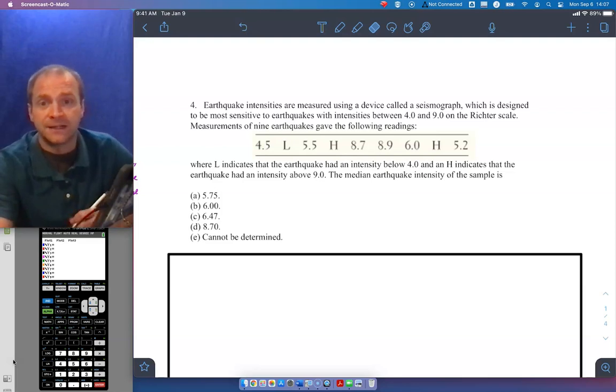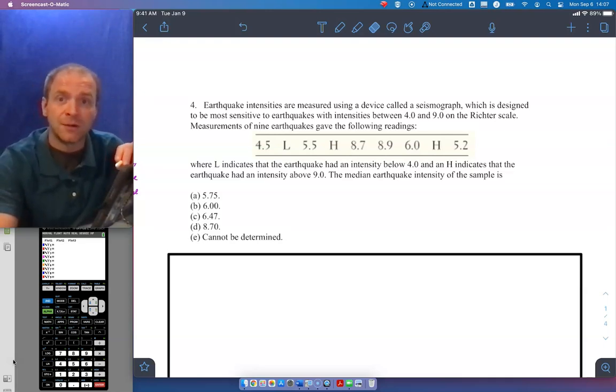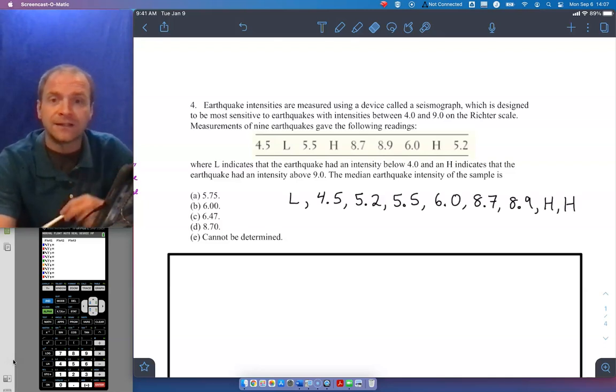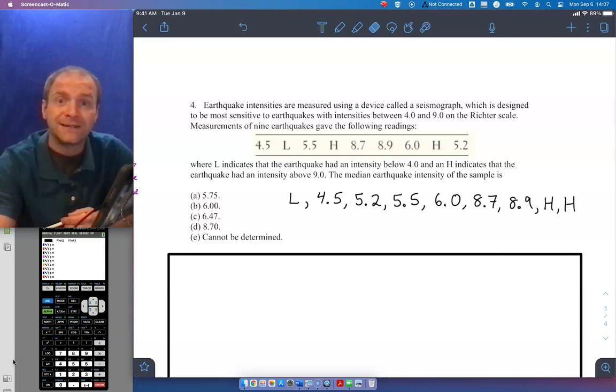So if I'm looking at median, I'm going to put these from least to greatest. Now, when you're doing that, you need to keep in mind, what do the L and the H represent? The L and the H represent measurements for L that are below 4.0. So those would be to the left of that 4.5. Measurements of H mean above 9.0. So those should be to the right of 8.9. Now, I don't know what their values are, but position-wise, I can put them where they need to be.